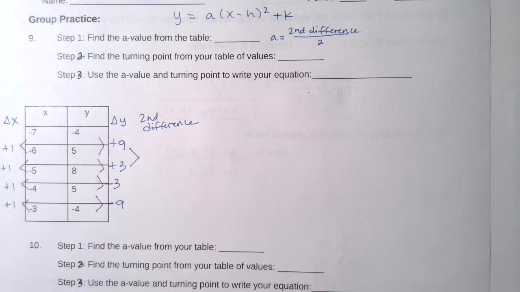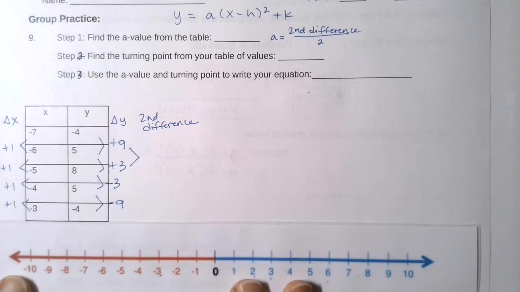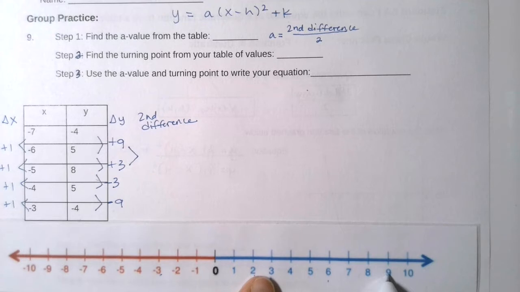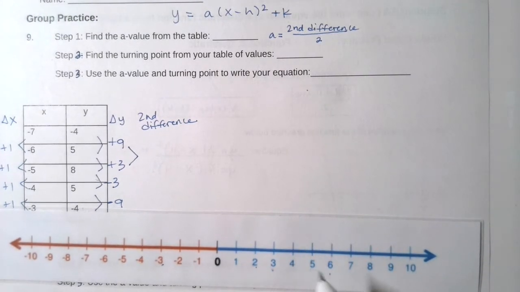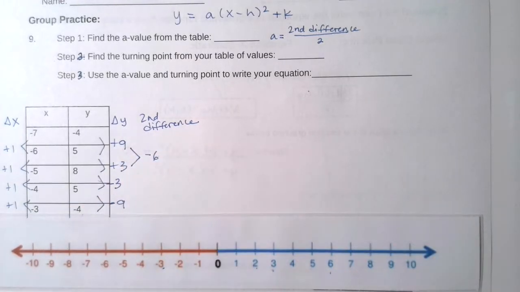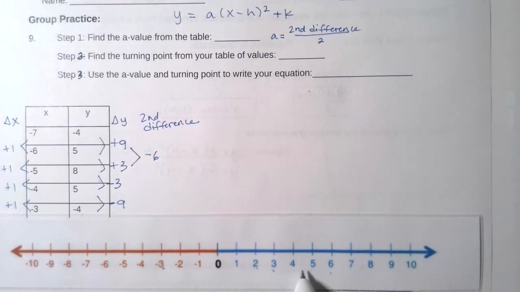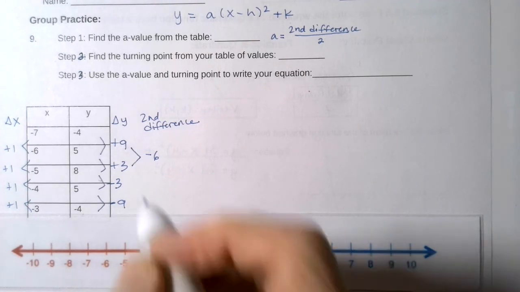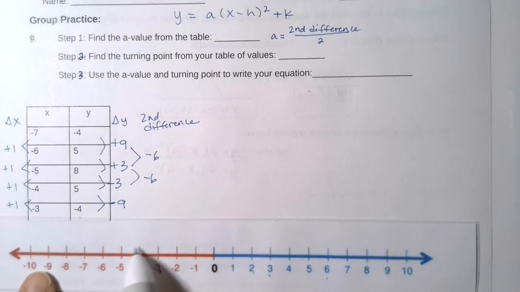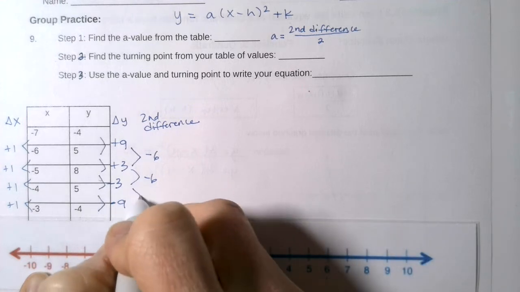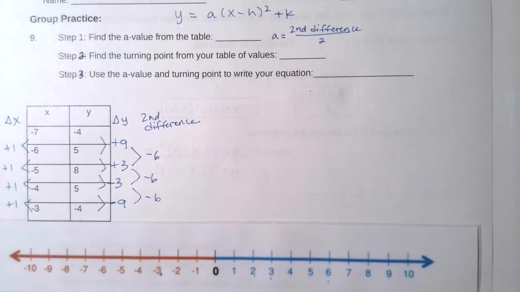And so if we look again on our number line, from 9 to 3, I'm going to the left 6 units. So that's a decrease, or subtract 6. From 3 to -3 is also to the left, and I'm decreasing by 6 again. And from -3 to -9, I'm going to the left 6 units, so I'm decreasing by 6. So that is constant. This negative difference, what do you think that tells us about the a value?